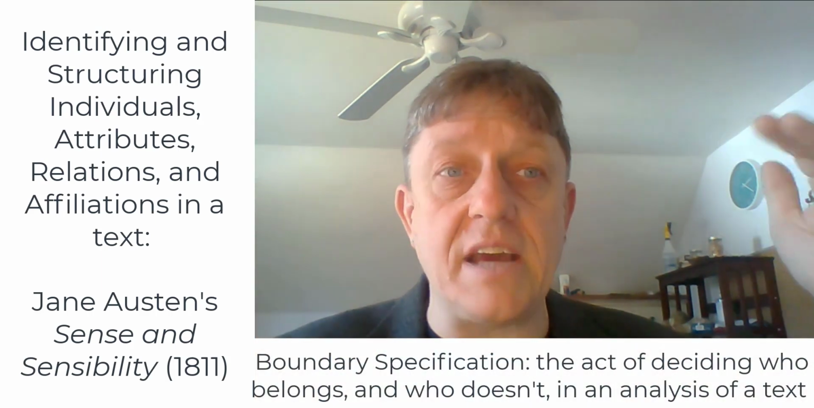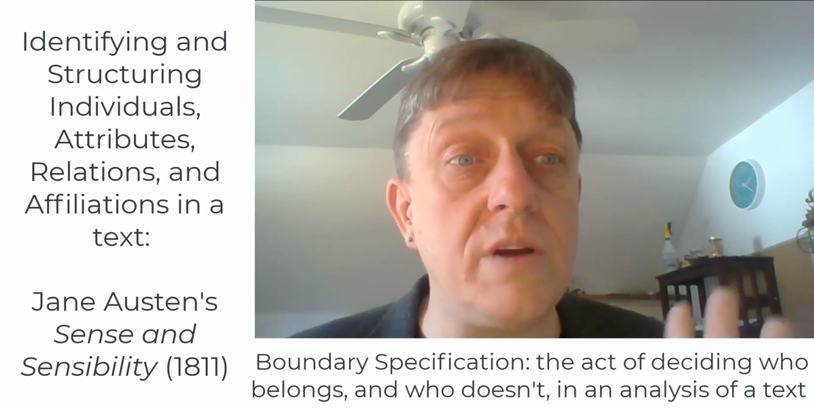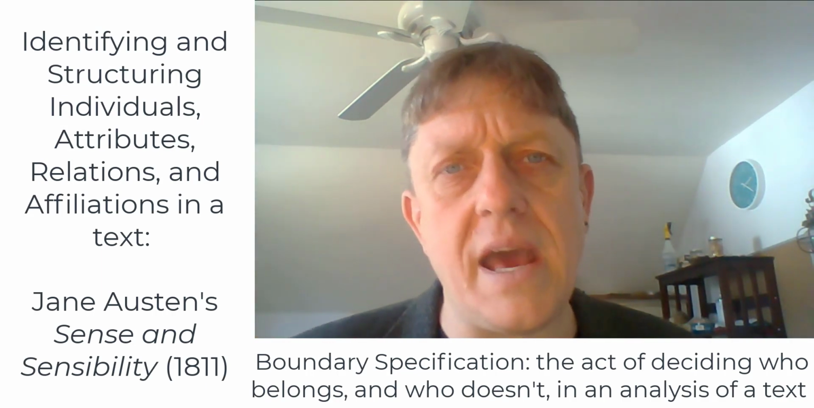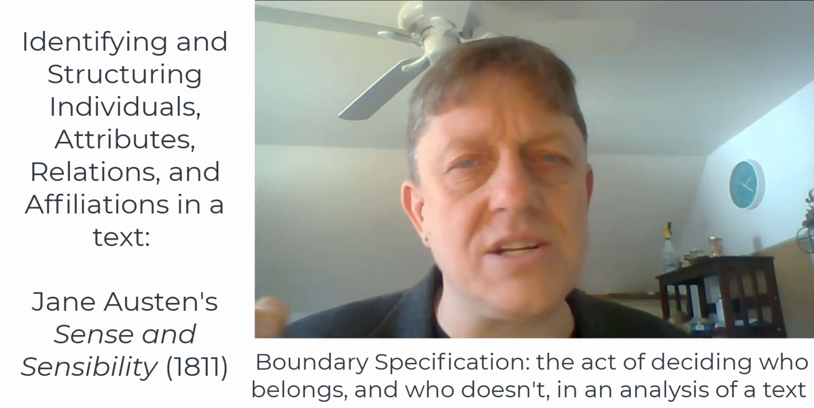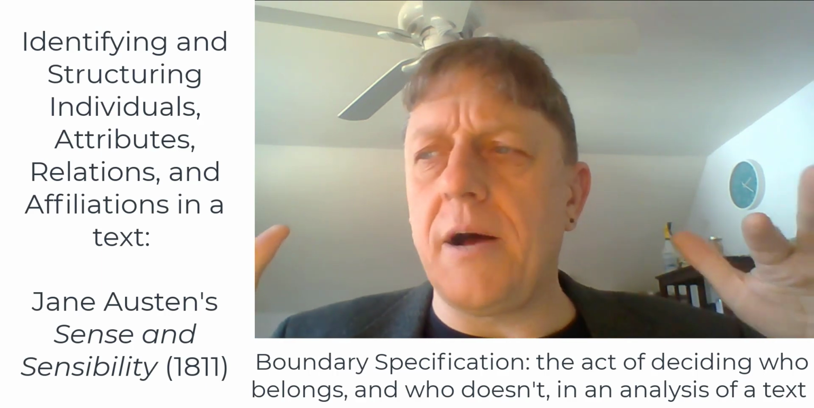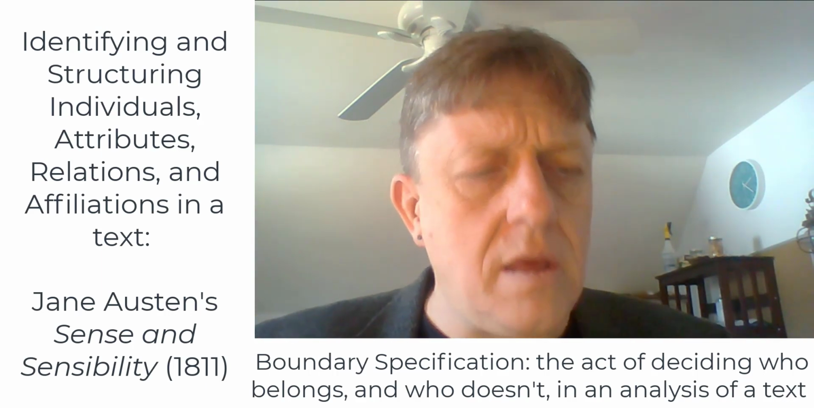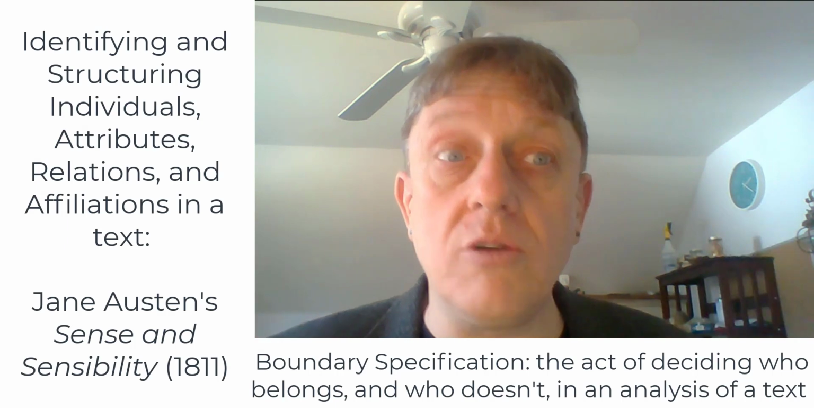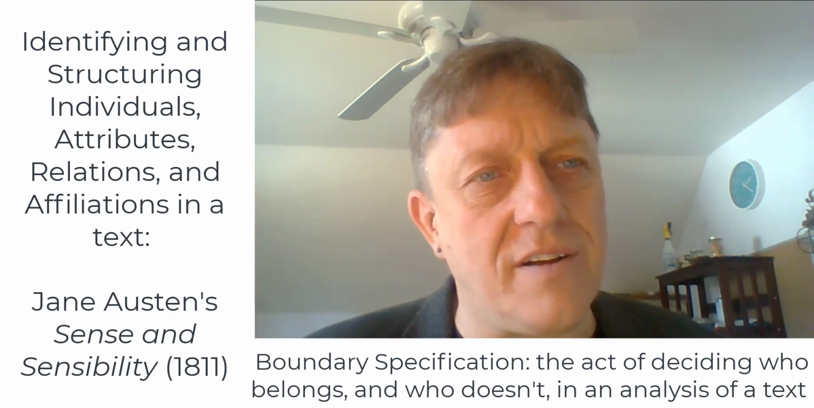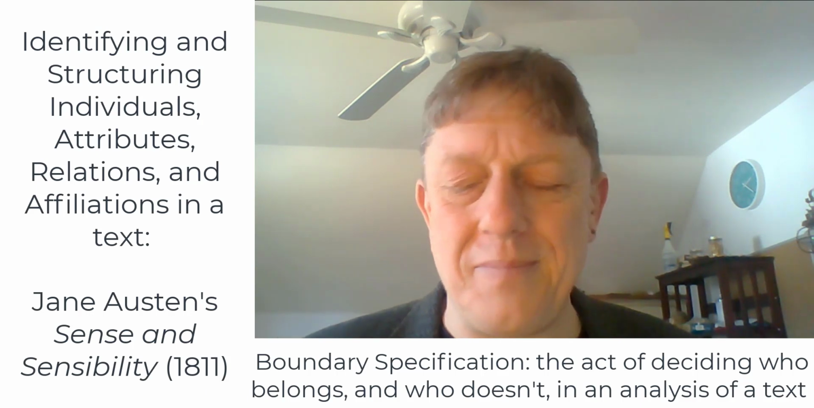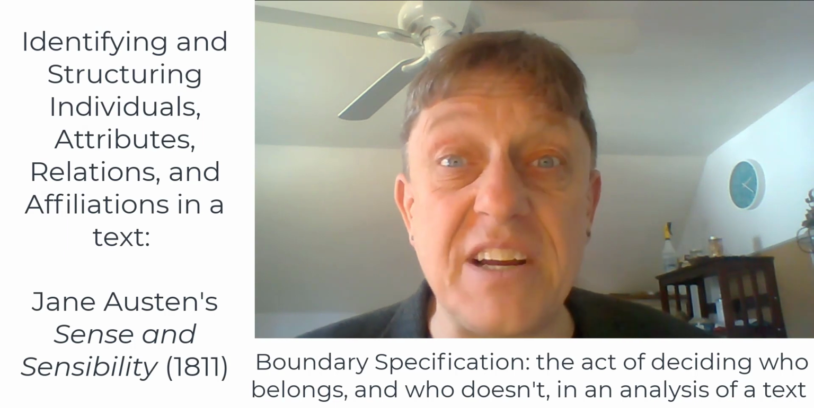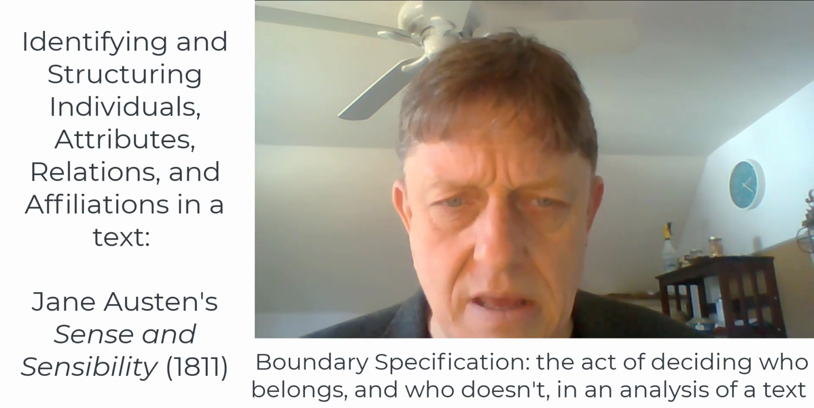Boundary specification is the notion of who can we include in an analysis of a text and who can't we include. And when we get specific, we can't include the general acquaintance and all those people who are working at the Norland estate. In a general sense, we can note their presence and simply note that it's a mystery that is not solved by Jane Austen. And so we only can work with the individuals who are specifically named in the text.